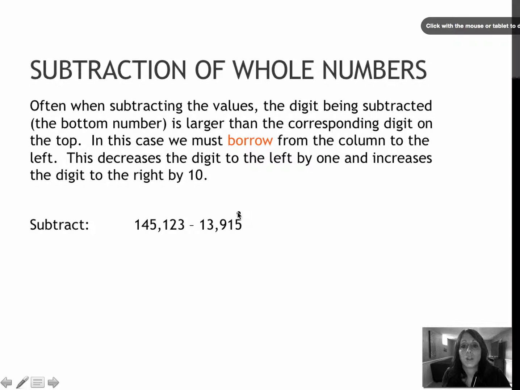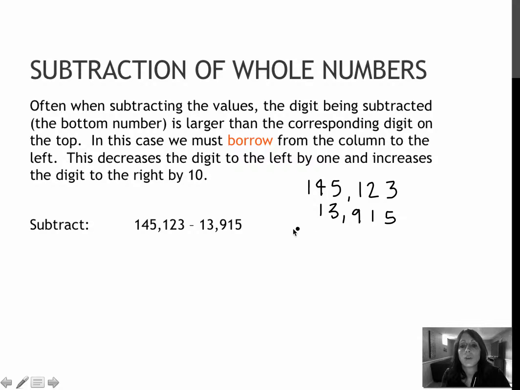On this example, it's not going to work out quite as well. So again, I'm going to stack them, lining up place values. And when I subtract, if the digit that I'm subtracting is larger than the digit I'm subtracting from, I'm going to have to borrow from the column to the left of that. So here's how that works. Notice I'm trying to take 5 away from 3, but I can't take 5 away from 3.